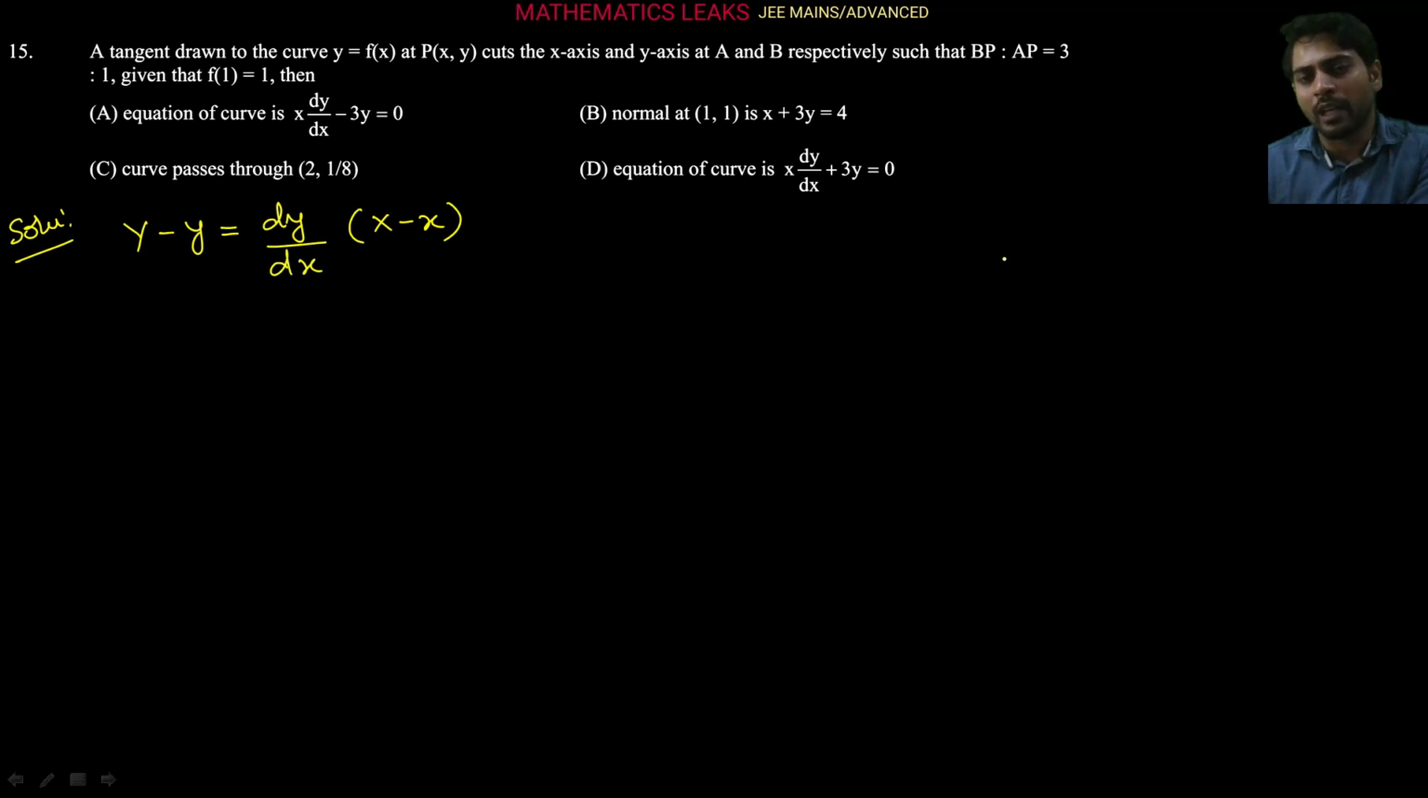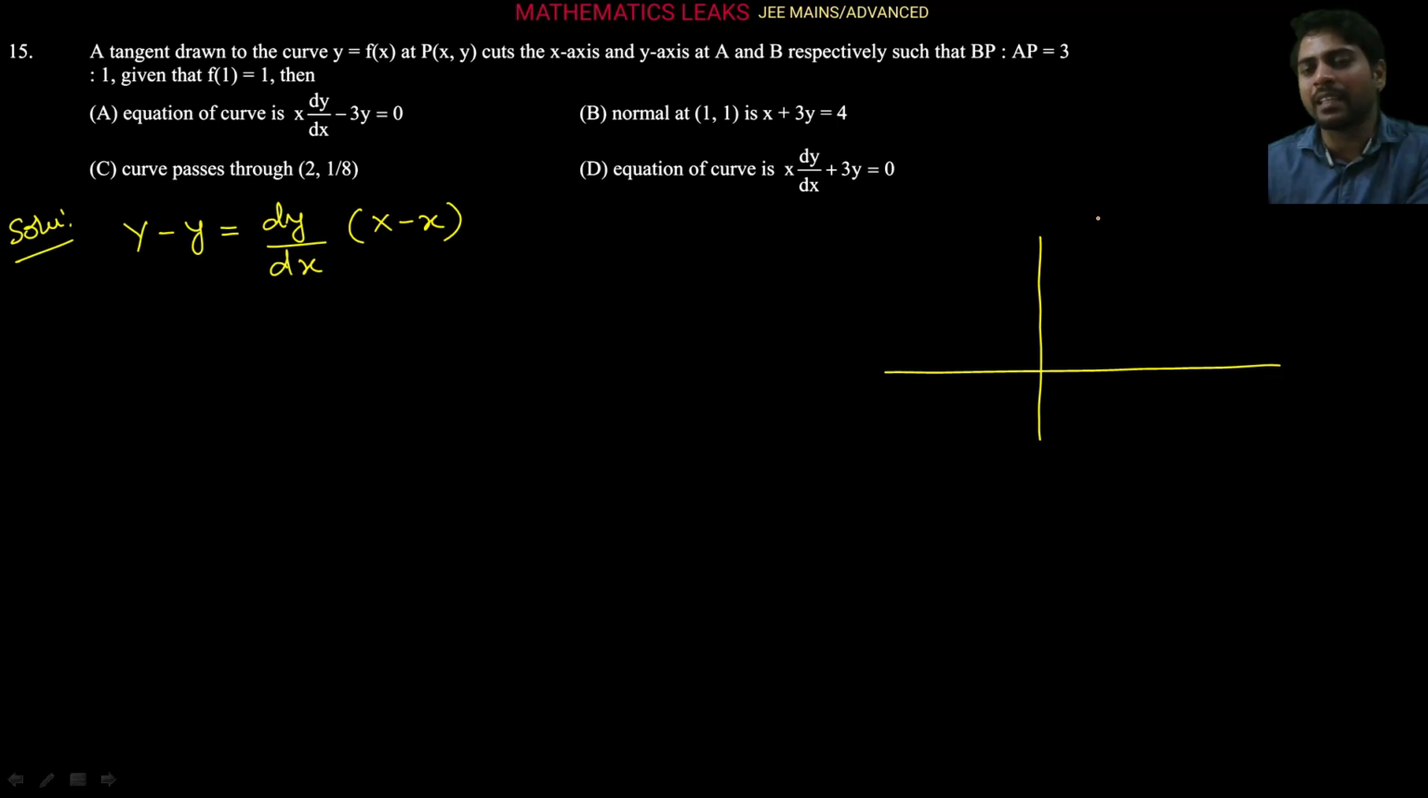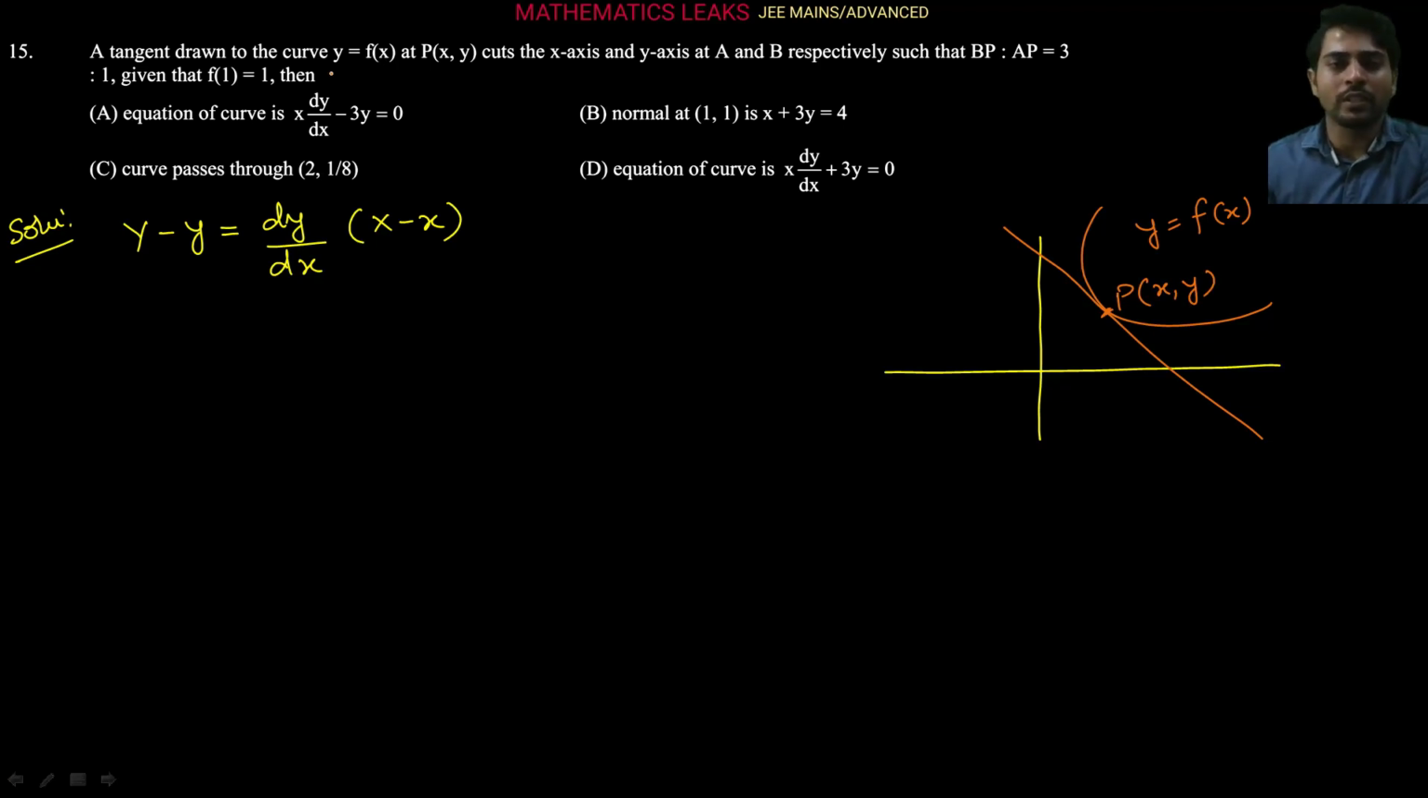So you can do the analysis by a figure. Let's suppose these are the coordinate axes, right? Let's suppose this is any curve here, y equals f(x), any general function, and its curve equation is written here. Now a tangent has been drawn to this curve at point P. So let's suppose this is the tangent drawn at point P. The coordinates of P are (x, y) as given in the question. So this tangent cuts the x-axis at A and the y-axis at B.